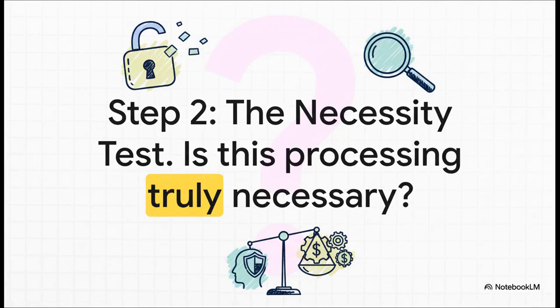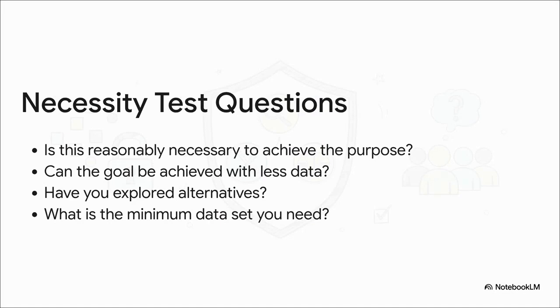All right, so once you've nailed down your purpose, you run right into the necessity test. See, having a good goal isn't enough. You have to ask, is processing this specific data truly necessary to get that job done? This is really where ideas like data minimization and proportionality get put under the microscope. This is the point where you have to challenge your own assumptions. I mean, could you get the same result with way less data? What about using anonymized data? Are there other, less intrusive ways to do this?